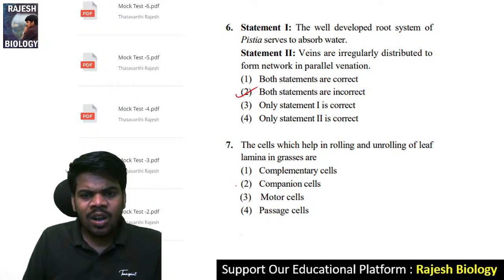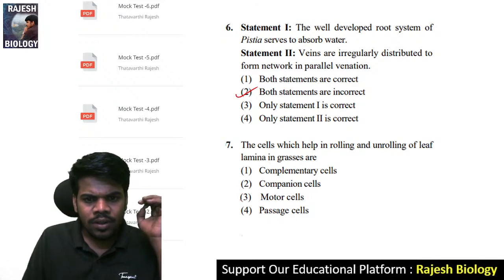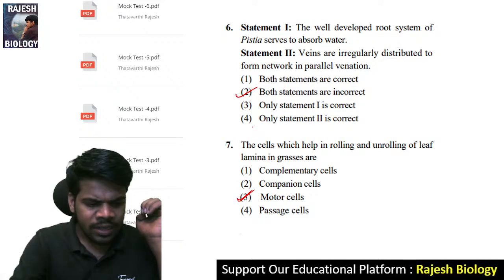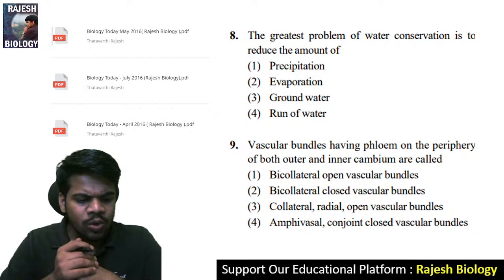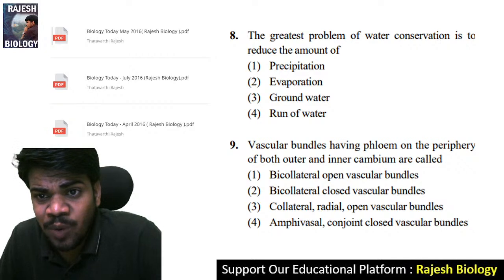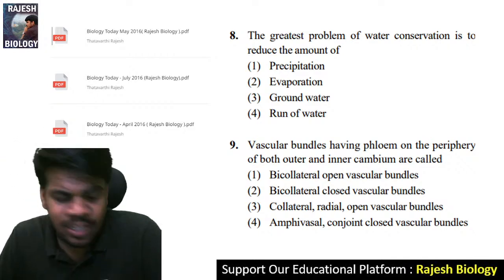Complementary cells, companion cells, motor cells, passage cells. So motor cells is the right answer. Next, 8th question. The greatest problem of water conservation is due to.